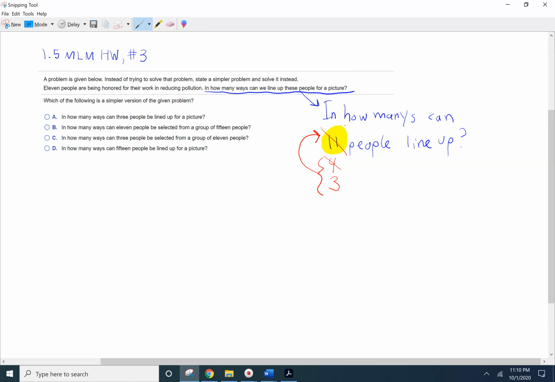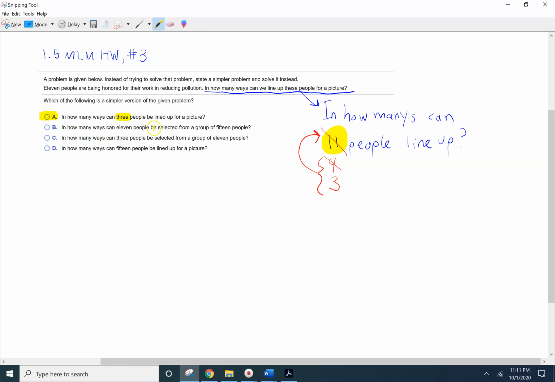Okay, so let's read what we have here. What are our answer choices? In how many ways can 3 people be lined up for a picture? That sounds like this, right? Instead of in how many ways can 11 people be lined up, it'd be much easier to see in how many ways can 3 people be lined up. So I think the answer is A, but let me keep reading.